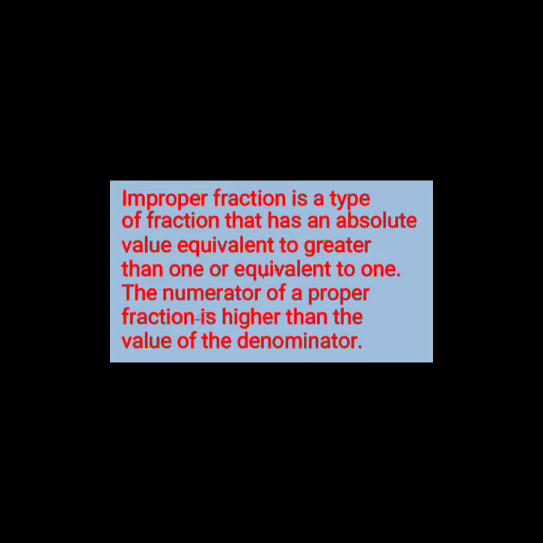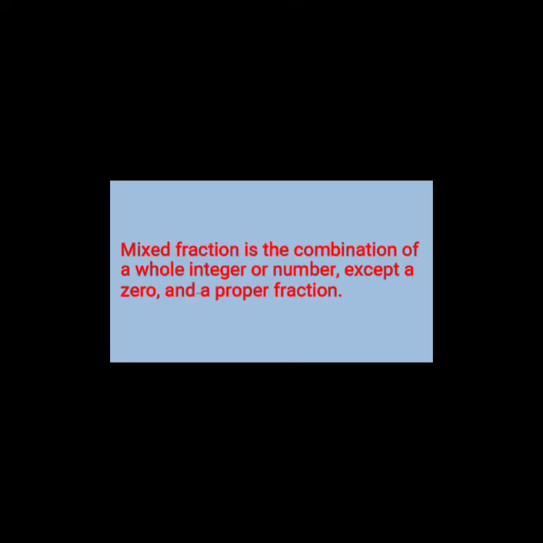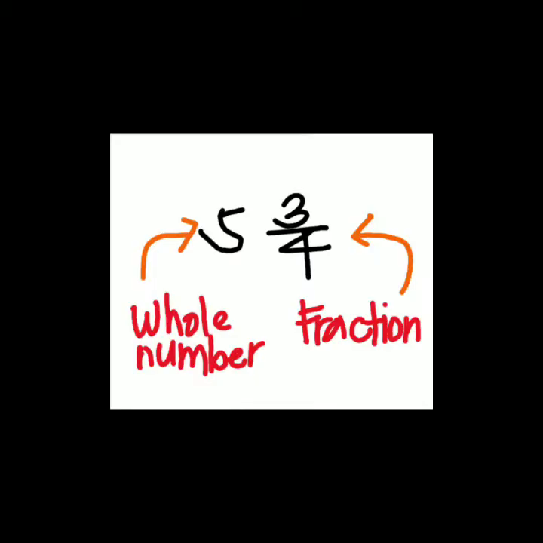Improper fraction is a type of fraction that has an absolute value greater than or equal to 1. The numerator of an improper fraction is higher than the value of the denominator. For example, 3 over 2, 4 over 3 and 7 over 4. Mixed fraction is the combination of a whole integer or number, except a zero, and a proper fraction. For instance, 5 and 3/4, wherein 5 is the whole integer or number while 3/4 is the fraction.